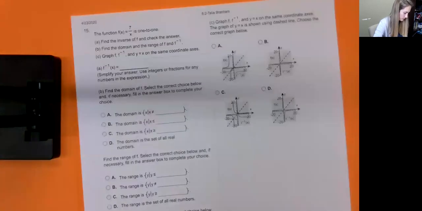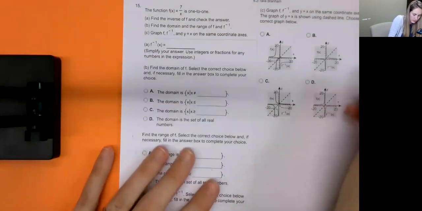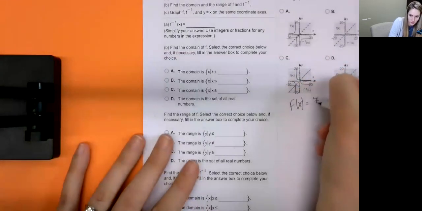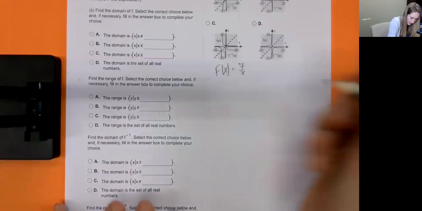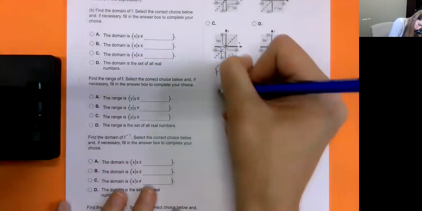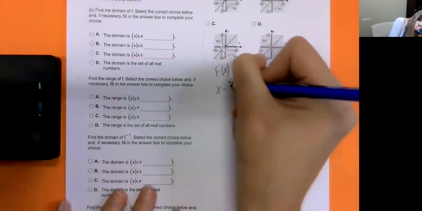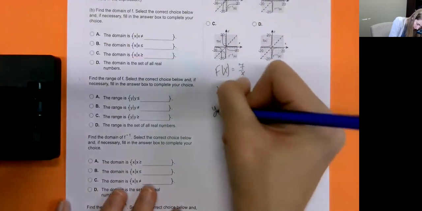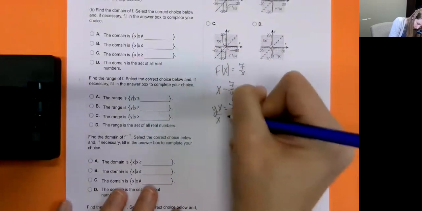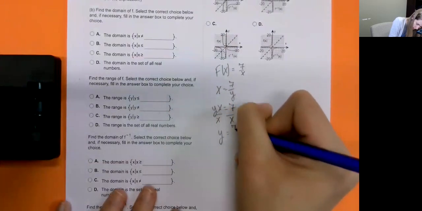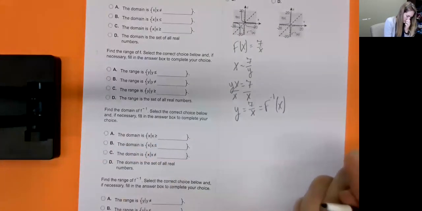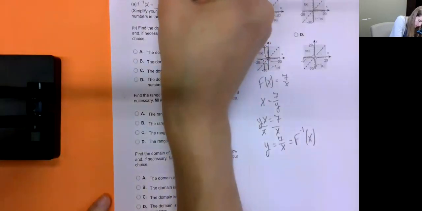One more. The function f of x equals 7 divided by x. So let's write our original one over here. And let's find our inverse. So we'd change this to x equals 7 divided by y. And when we solve this, we'd multiply by y and then divide by x. So let's put that up here, 7 over x.